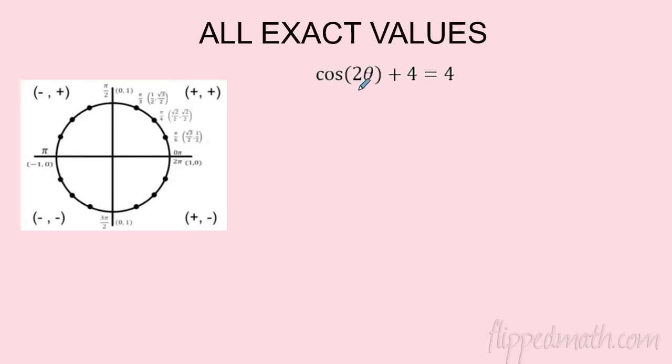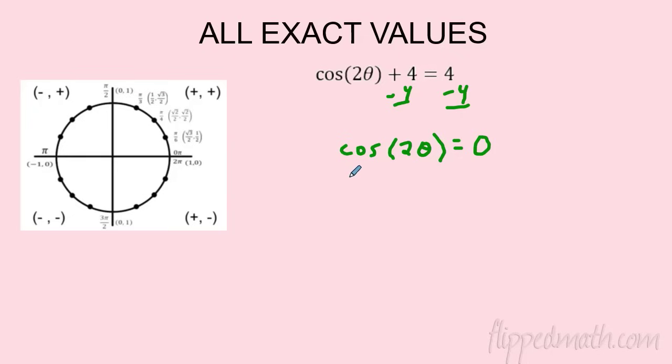So we've got this horizontal dilation, where I'm changing the period of this. But just solve it like a normal equation. Let's not worry about that yet. Let's just go through the steps of solving this. So I'm looking at cosine of 2 theta equals what? 0. Oh, that's awesome. So now let's just figure out when this happens.